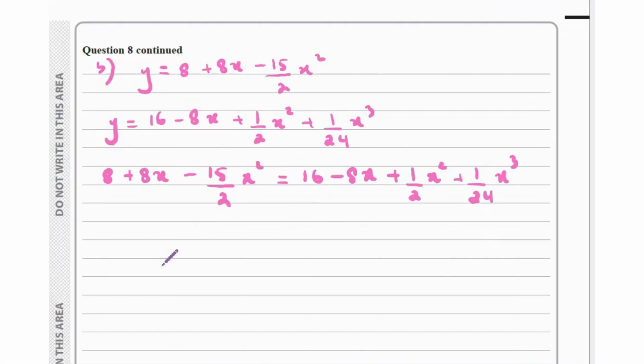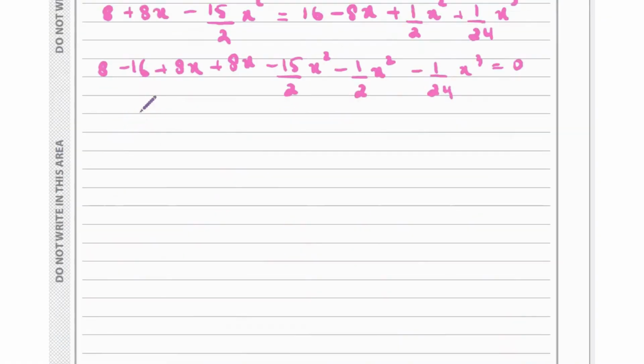So that's going to be 8 minus 16 plus 8x plus 8x minus 15 over 2x squared minus 1 over 2x squared minus 1 over 24x cubed equals 0. So now we're going to collect the like terms and simplify it. So that's going to give us negative 8 plus 16x minus 8x squared minus x cubed over 24 equals 0.